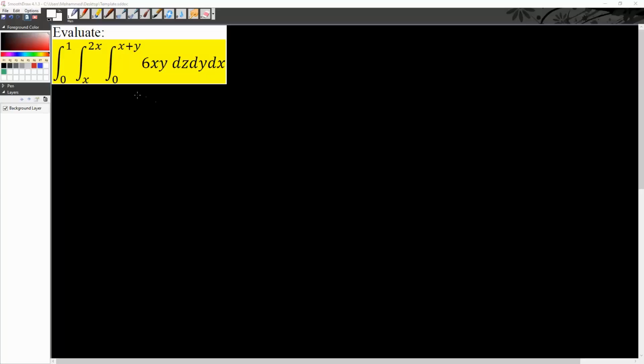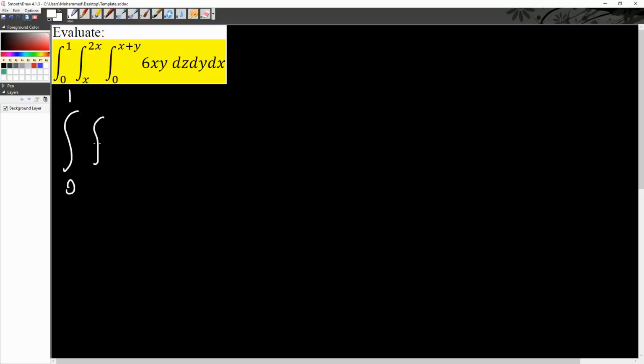Okay, in this video we want to evaluate this triple integral. On the far left, 0 to 1, it would be dx, the middle would be dy, from x to 2x, and 0 to x plus y would be denoted by dz. So let's get started. We will first take the integral with respect to dz.